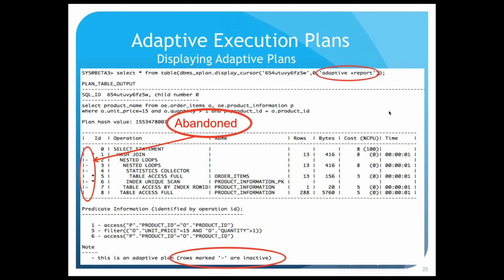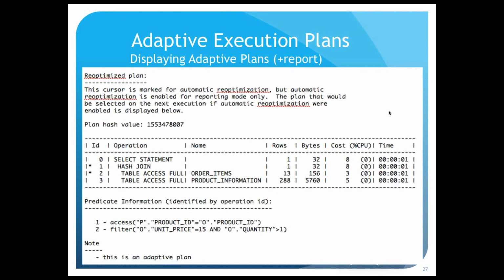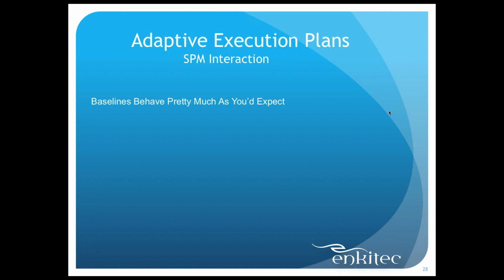Okay. The plus report does a little bit extra. It also shows down at the bottom, after your normal X-Plan, the final plan and the plan that would be executed if it was an adaptive plan. So you get a couple of different extra things at the bottom of the report. I'll just skip through that. All right, so that's pretty much it for the way the join methods are manipulated with adaptive plans.